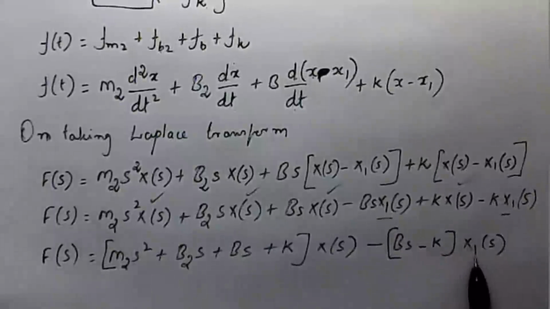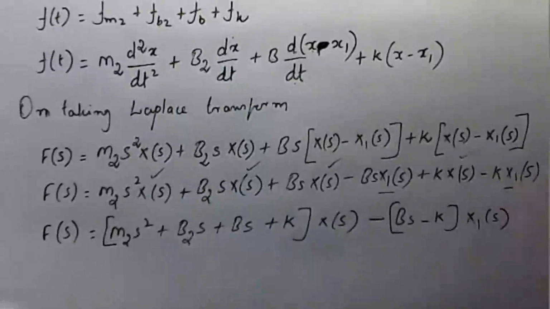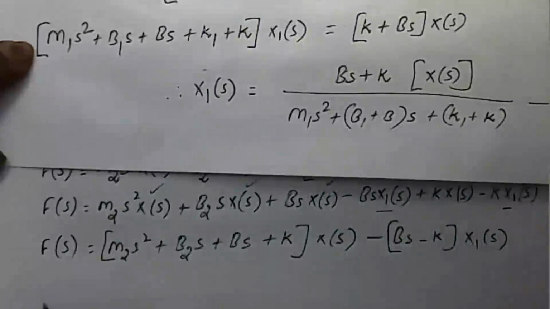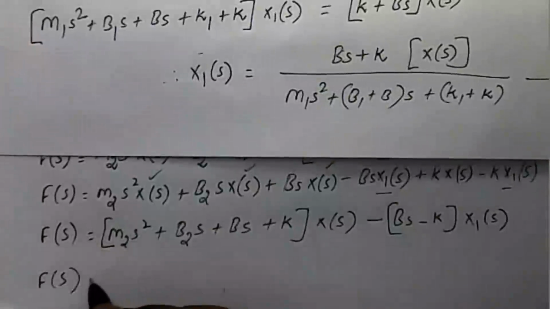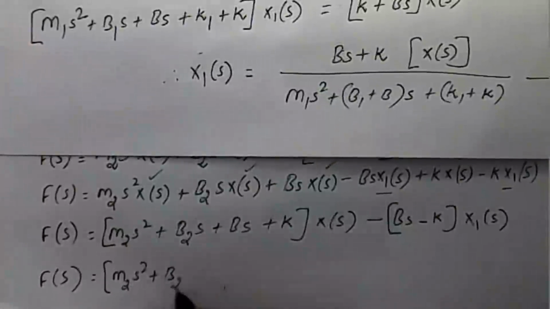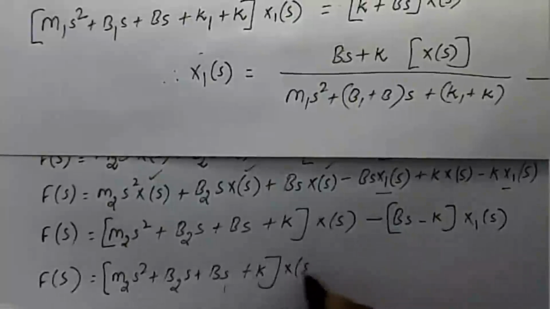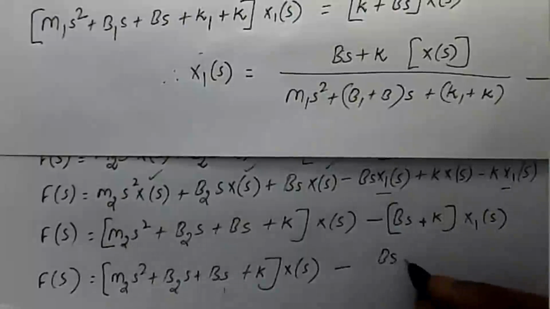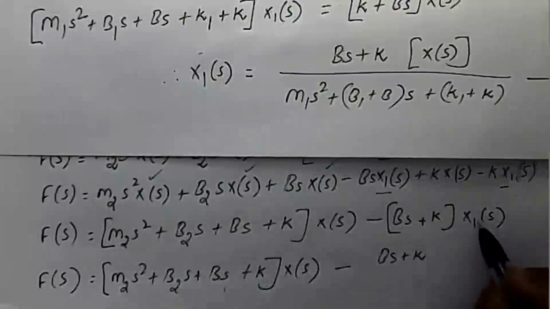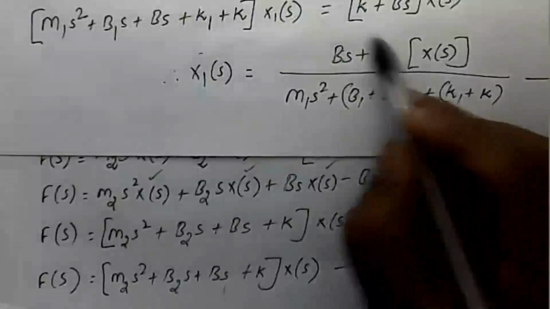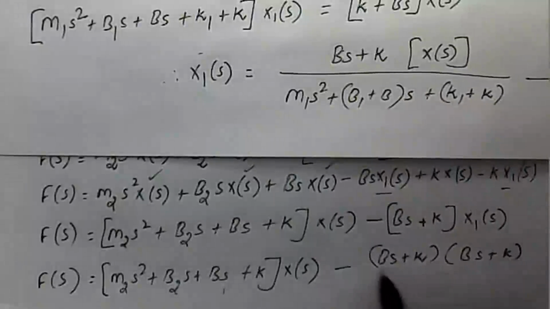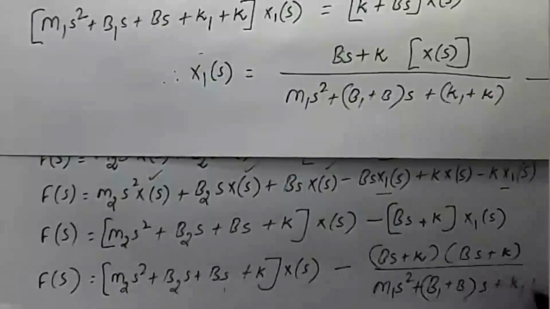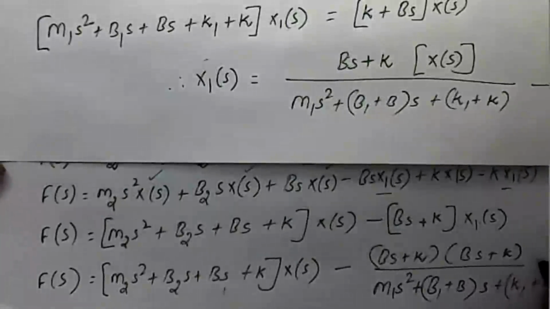Now I am going to substitute the X1(s) term here. We already calculated X1(s) in the previous differential equation, and I am substituting that here. So F(s) is equal to (m2 s squared plus b2 s plus b s plus k) into X(s), minus, here minus common, so plus (b s plus k) into X1(s), which is equal to (b s plus k) divided by (m1 s squared plus b1 s plus b s plus k1 plus k) into X(s).